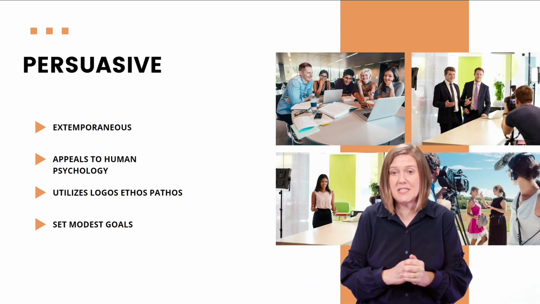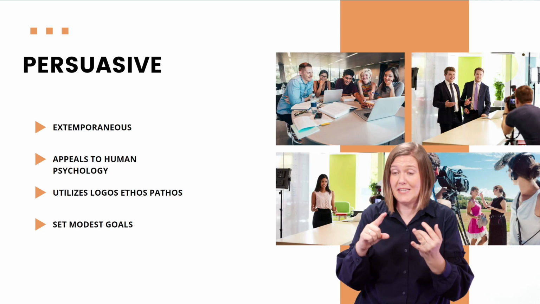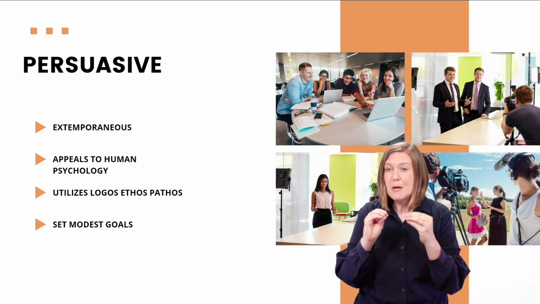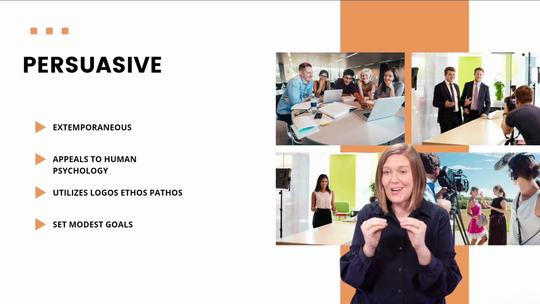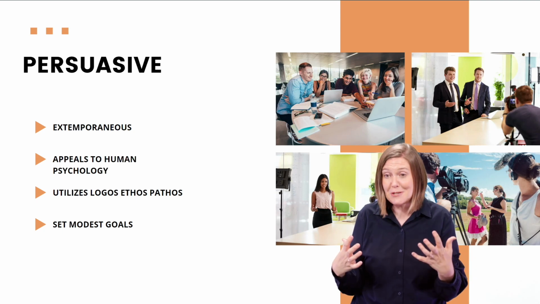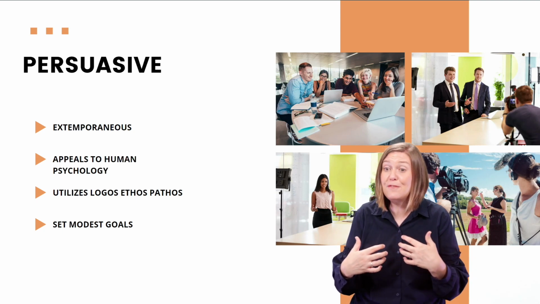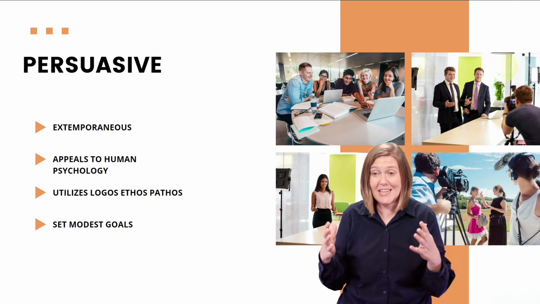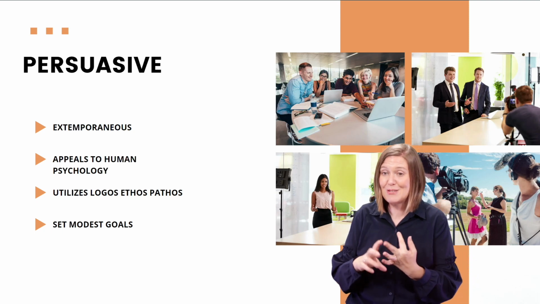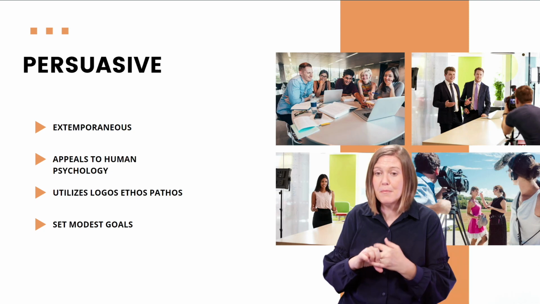Now let's move on to persuasive. It again falls under the extemporaneous umbrella, follows an outline, is not memorized. You're not reading from a manuscript. Persuasion jumps into the psychology of things, so it appeals to human psychology. We'll talk in persuasion about Maslow's hierarchy of needs. We're going to tap in to people's feelings. Aristotle said there is a magical formula that has three parts: logos, ethos, pathos. We're going to dive into understanding that logic, that credibility, and that emotional appeal.